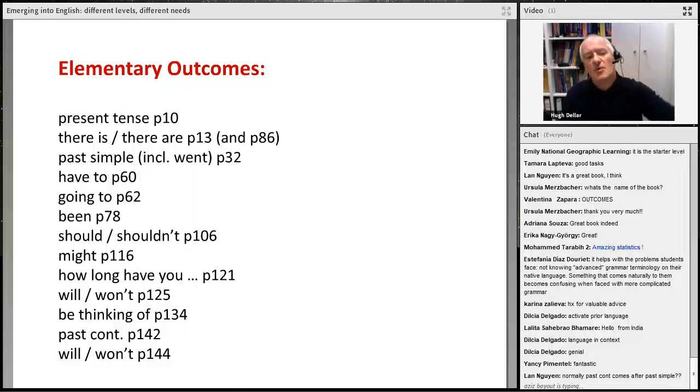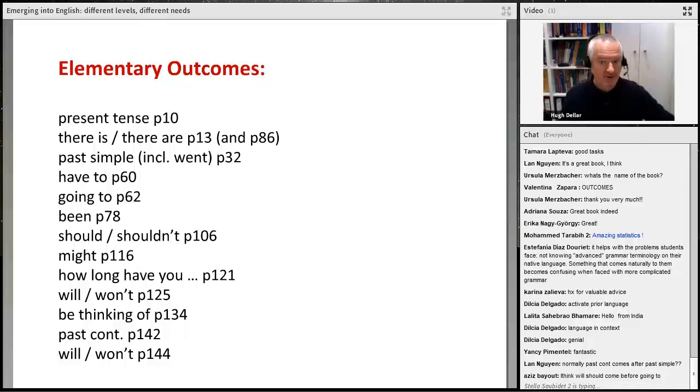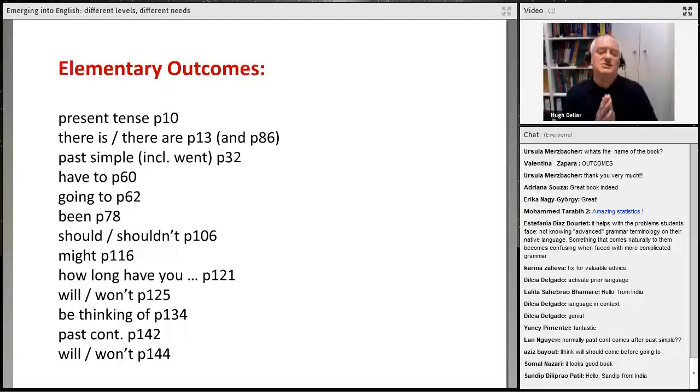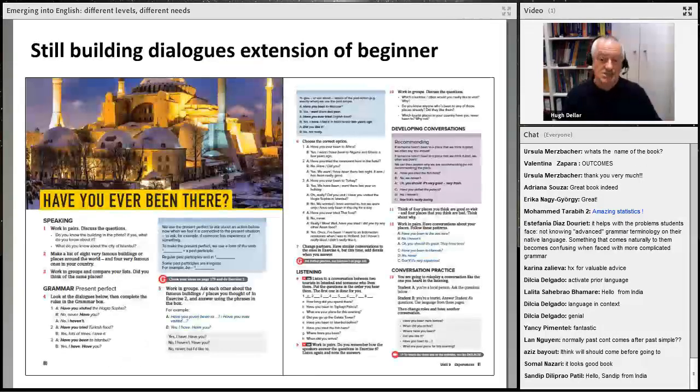So we're covering all of these extra little bits of grammar, including things like how long have you, not everything about the present perfect yet, just how long have you on page 121. So we're trying to make sure that there's encounters with more grammatical structures, but that we ask students to do less with them.